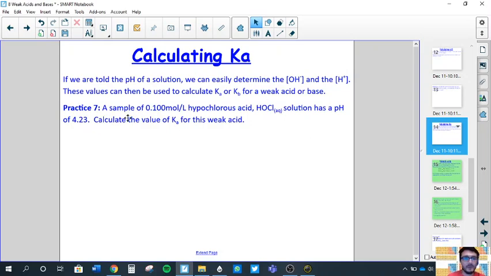Let's start. All right, so here, a sample. This introduces the kind of question it is. Let's just jump into it. A sample of a 0.1 molar concentration of hypochlorous acid, HOCl, has a pH of 4.23. It's asking us to calculate Ka.